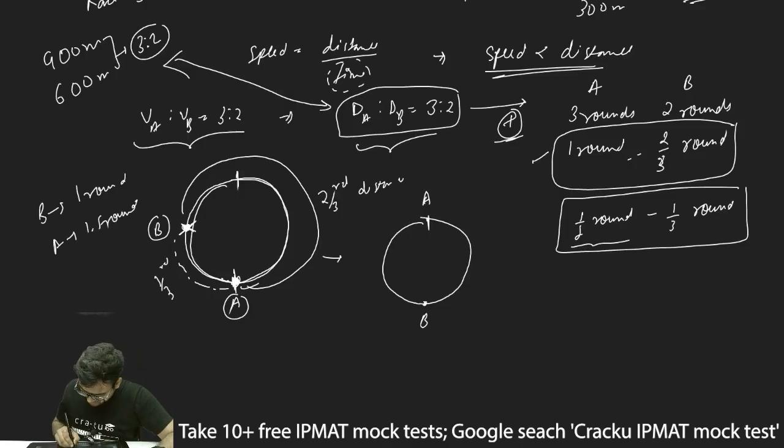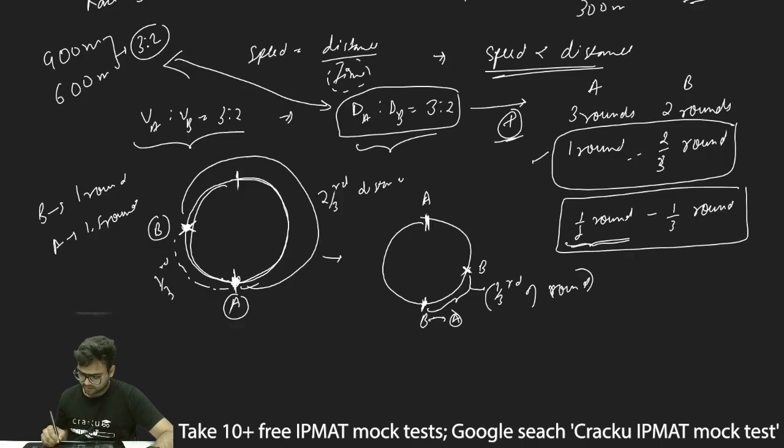Now again, the same thing. Let's say A has covered half a round more. So what will happen? A from here will reach here, and B will reach somewhere here. So now the new positions are A here and B here, and this distance is 1/3 of the round.